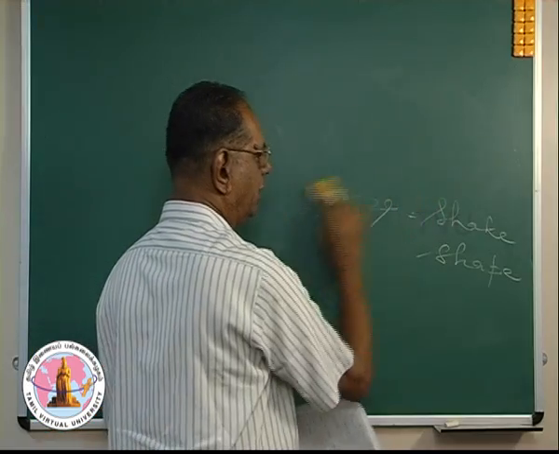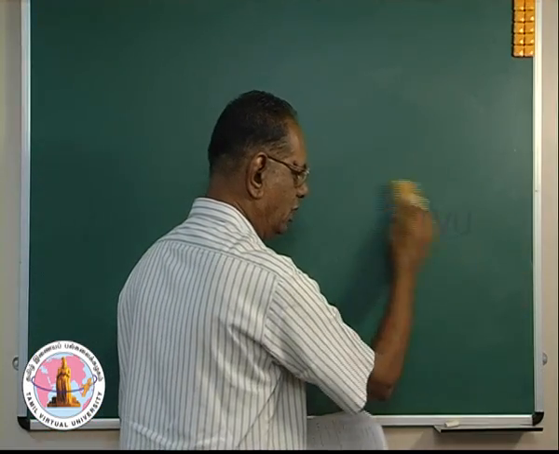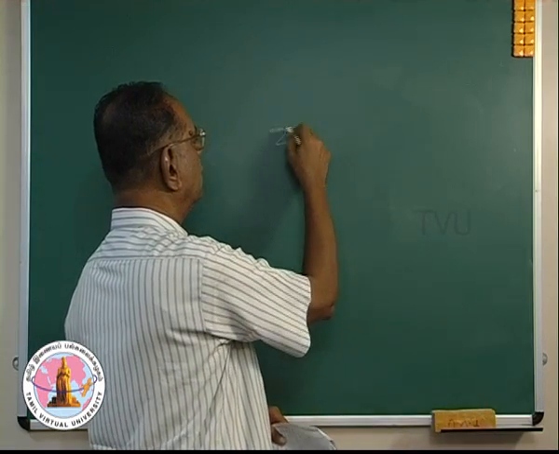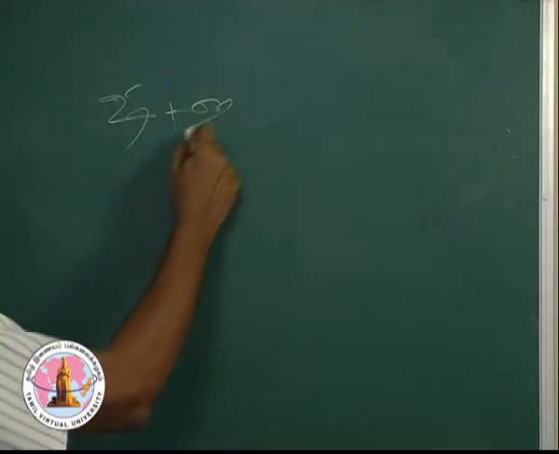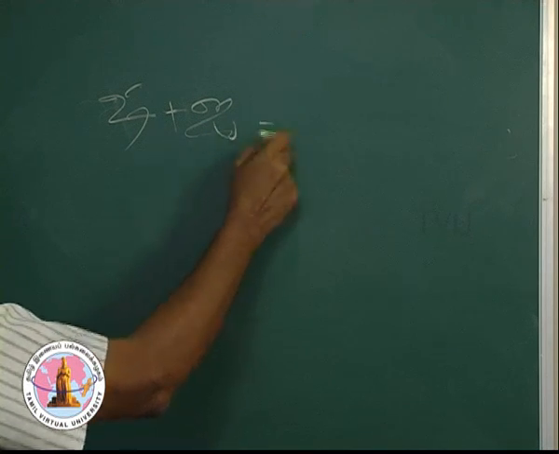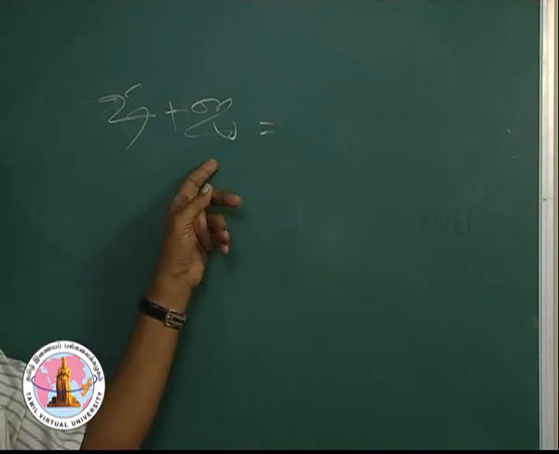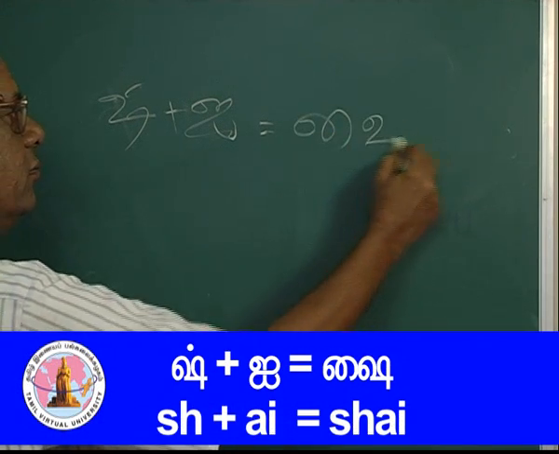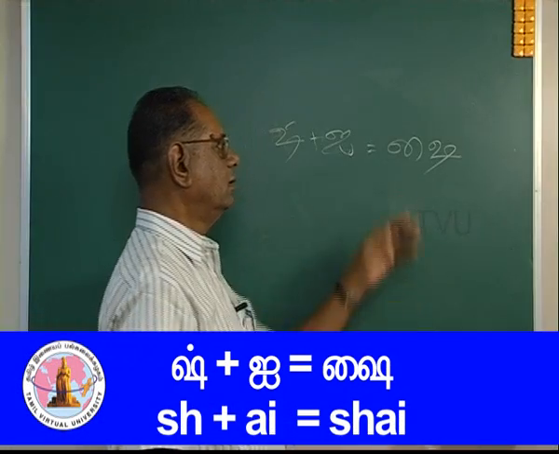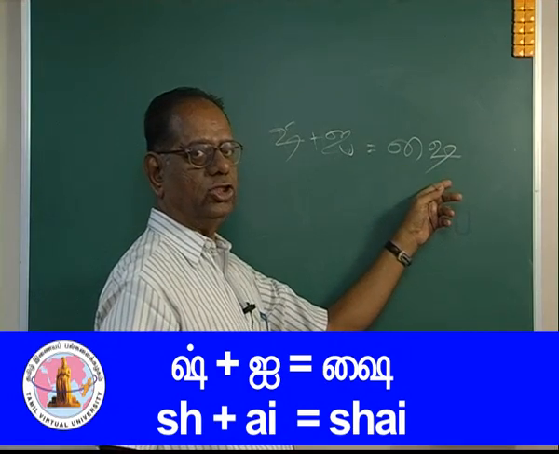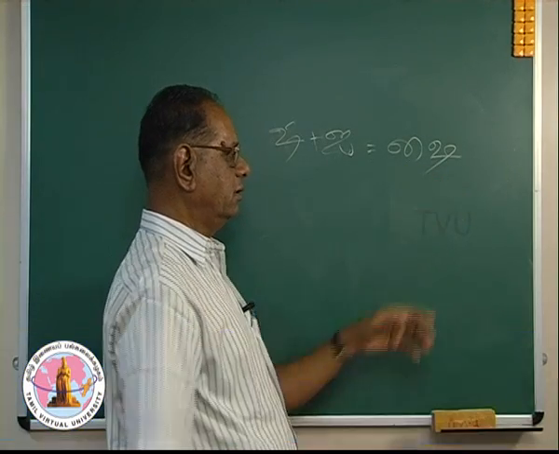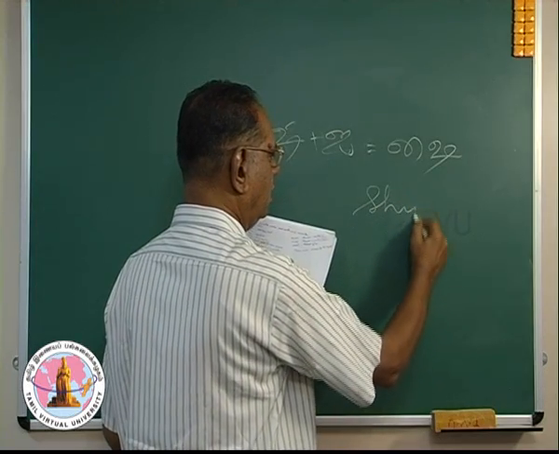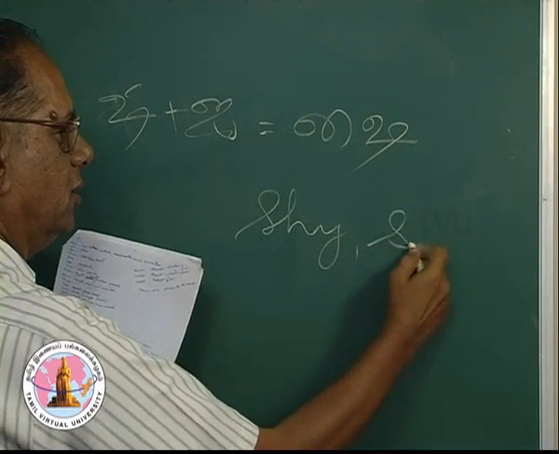The other combination we followed is with I. Sh plus I, shy. This is the I marker and shy. Shy as you have in shy or shine.